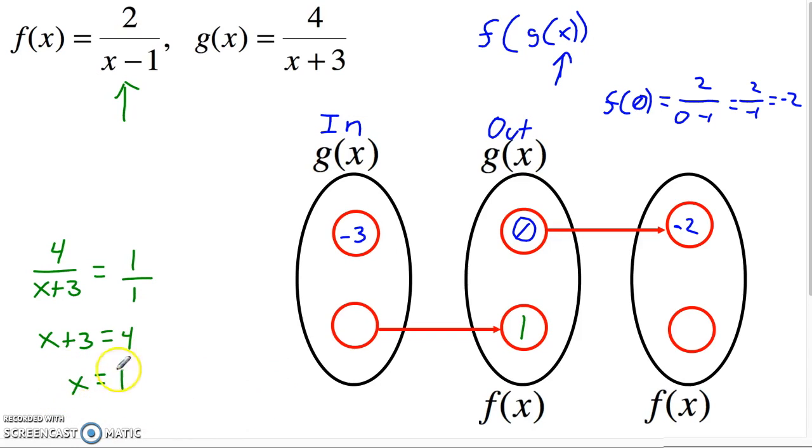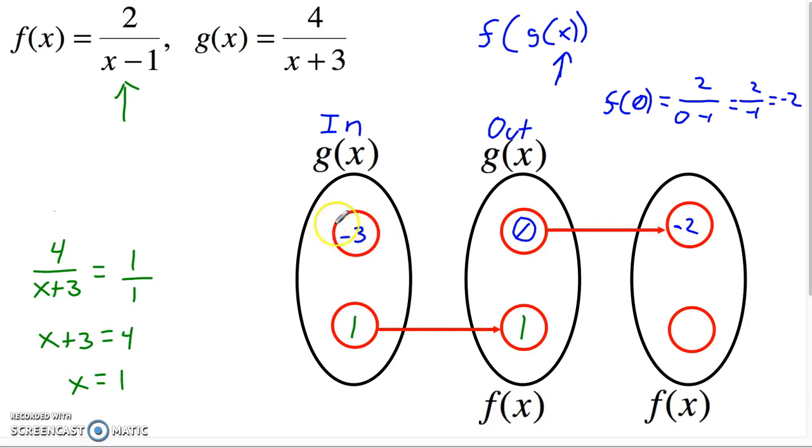So we can't allow x to be equal to 1, because if you put a 1 into g of x, then you're going to get a 1 out, and if you get a 1 out, then f of x is going to have to deal with that 1, and that's going to cause a problem, right? So we can't allow f of x to see that 1, which means we can't allow a 1 to go into g of x, because if we do, then we'll get a 1 out, and f of x is going to have a problem. It'll be undefined when it goes to that outside function.